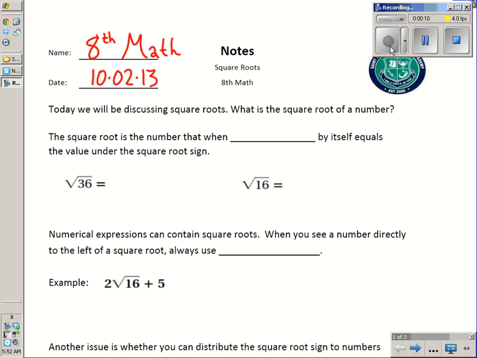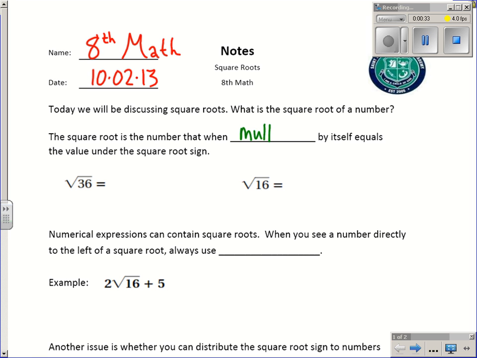This is going to be page 9 in your notes, which is 3 pages after 6. The title of the notes today is called Square Roots. We're going to talk about what the square root of a number is. The square root is the number that, when multiplied by itself, equals the value under the square root sign. So we've got some examples below.